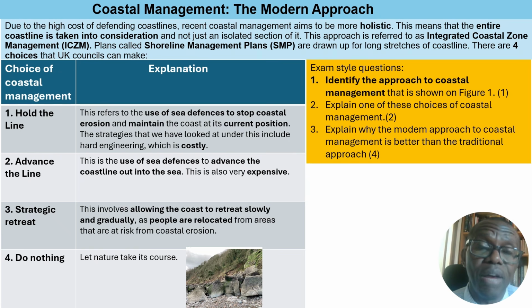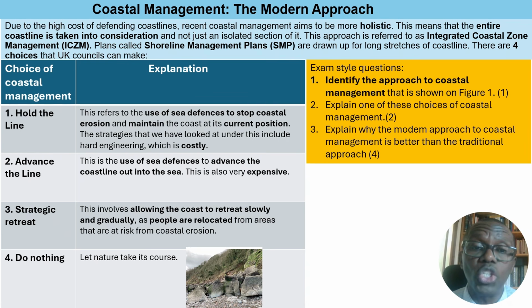Now, we did mention earlier the terminal groyne syndrome, which was where using groynes to protect one part of the coastline would have a severe impact on areas further along that particular coastline that have not been protected. So instead of just protecting sections of coastline along the UK, the modern approach is a lot more holistic. It looks at the coast in its entirety and not just sections which are isolated and do not affect each other. This obviously means that the entire coastline is taken into consideration and not just an isolated section of it. This approach is referred to as Integrated Coastal Zone Management, or ICZM.